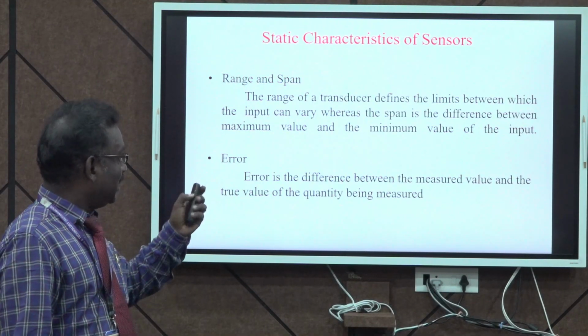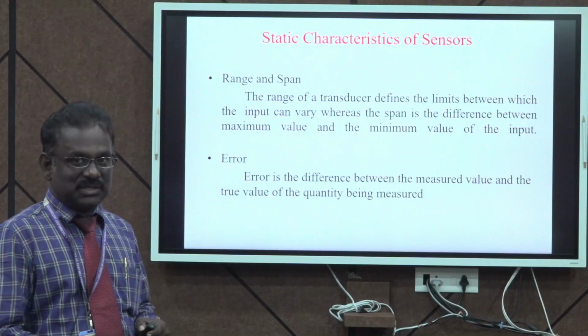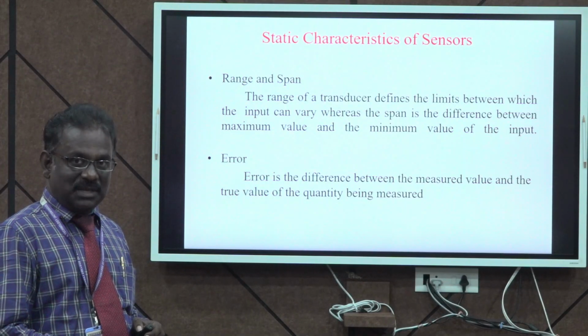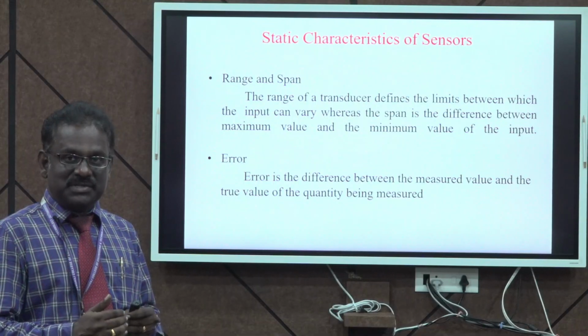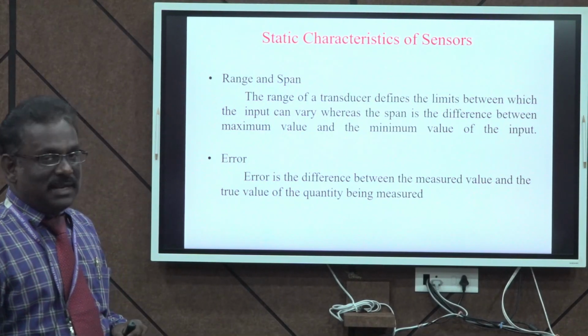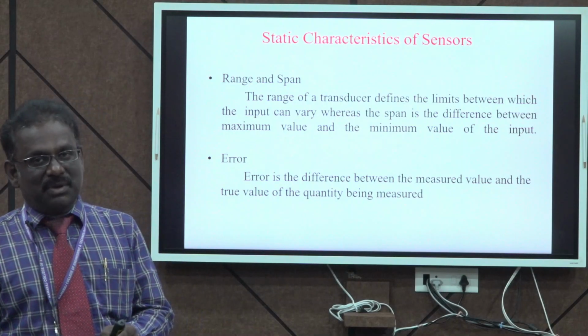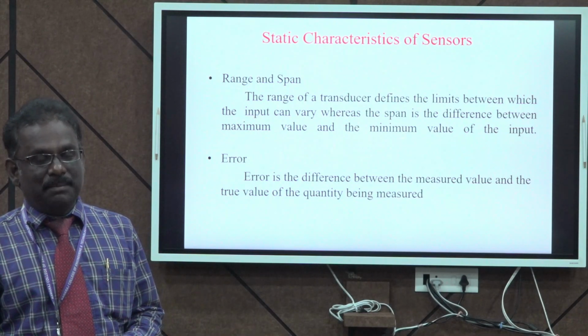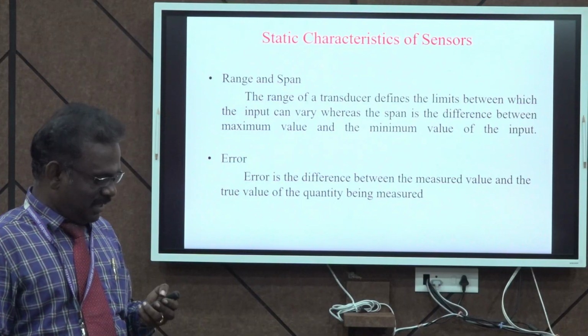The first static characteristic of a sensor is range as well as span. The range of the transducer or sensor defines the limit between which the input can vary, whereas the span is the difference between the maximum value of the output generated by the sensor and the minimum value of the input.